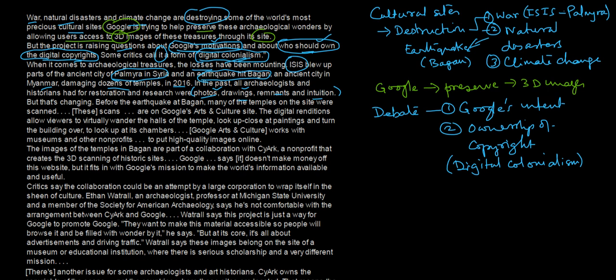But that's changing. Before the earthquake at Bagan, many of the temples on the site were scanned, and these scans are on Google's Arts and Culture site. The digital renditions allow viewers to virtually wander the halls of the temple, look up close at paintings and turn the building over to look up at its chambers, which means that Google is uploading the 3D images so that people can have a virtual walkthrough.